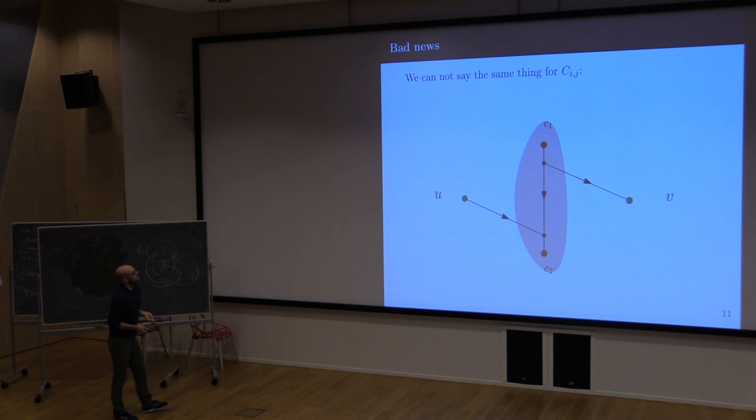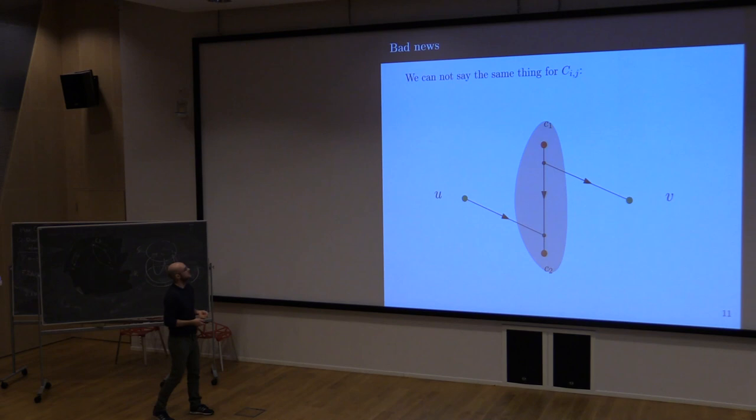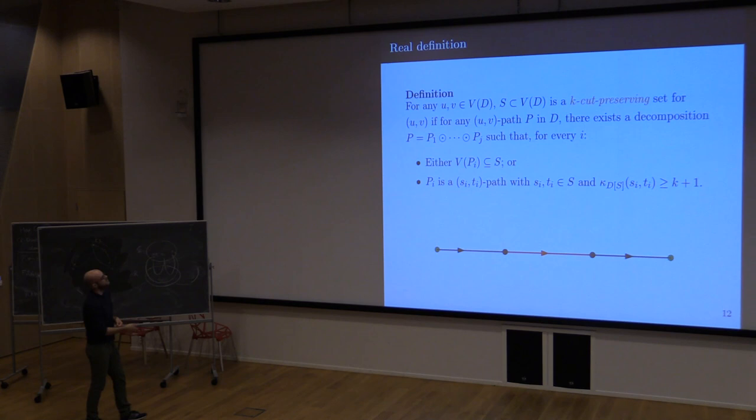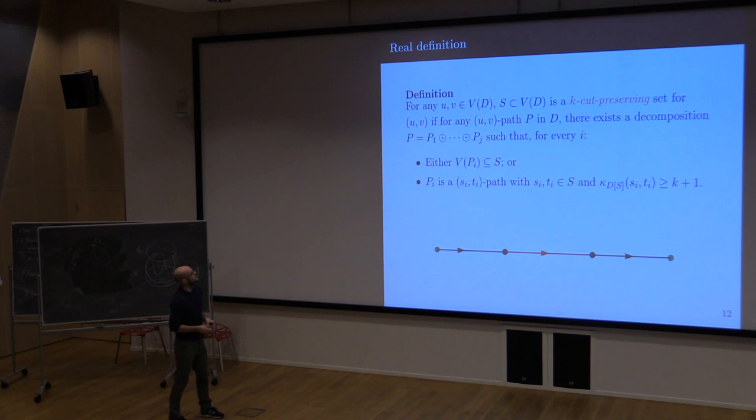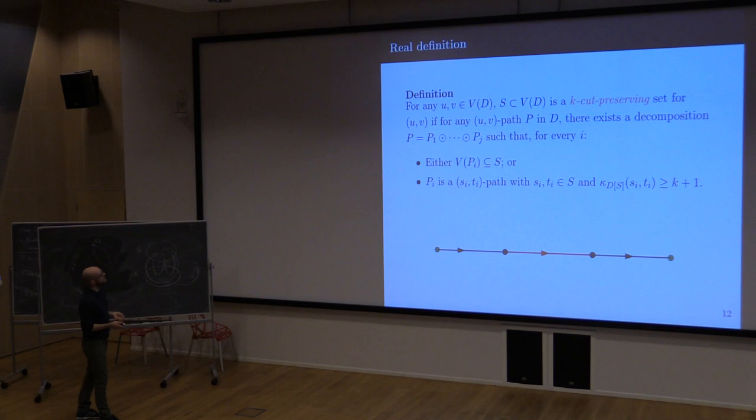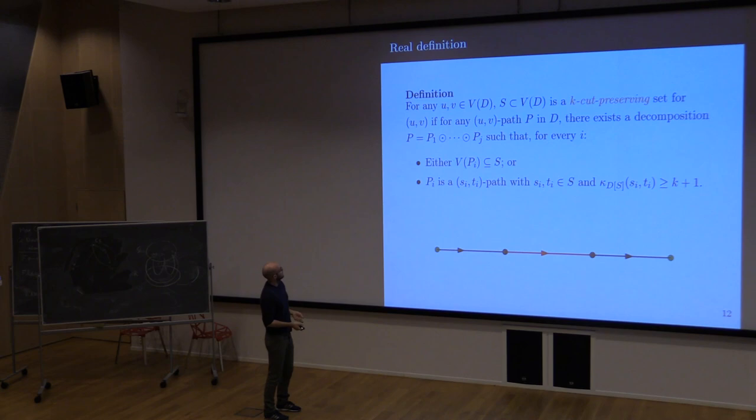Well, we do the usual trick when you try to prove something by induction, that you prove something stronger. In fact, we will need to strengthen our definition of a k-cut preserving set, and this is the final version. So we say that S is a k-cut preserving set for the pair U and V if any path P in D can be decomposed in the following sense. P is decomposed into P1 until Pj. You have two types of subpaths Pi. Either you have a black subpath, which corresponds to paths for which all of the vertices belong to S. So these are the good subpaths in a way.